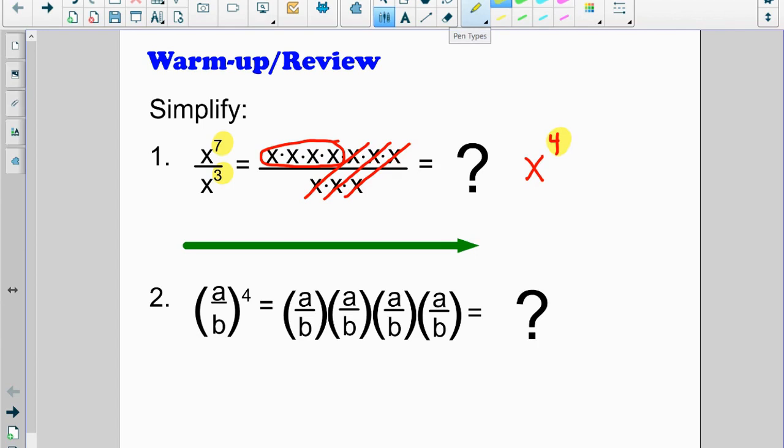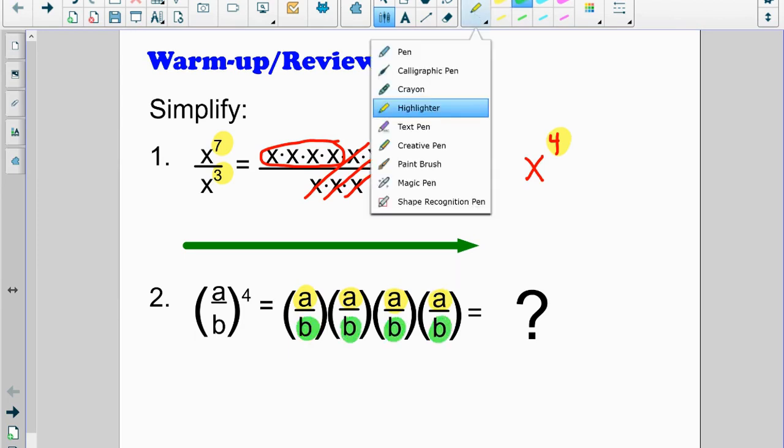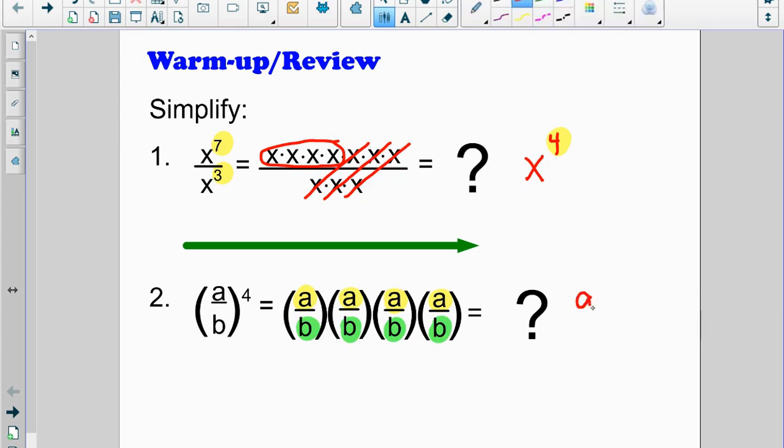In the second example, number 2, we have a over b, so it's a fraction, or I guess you could call that the quotient, being raised to the exponent of 4. Now all that means is you're taking that fraction and multiplying it by itself 4 times, as shown there. So a review of how do we multiply fractions together? You multiply the numerators together, and you multiply the denominators together. So basically, it's going to be a to the 4th power on the top and b to the 4th power on the bottom.